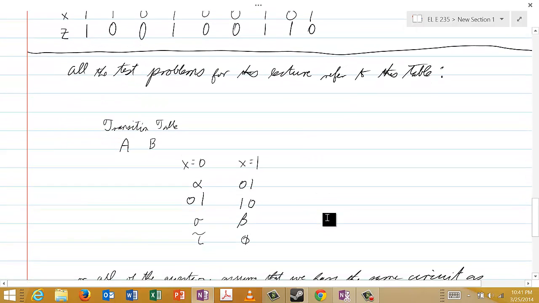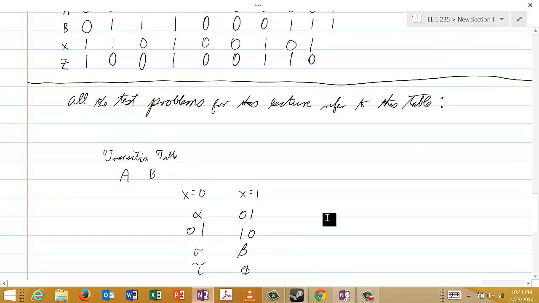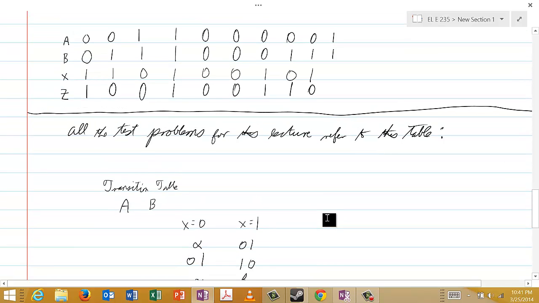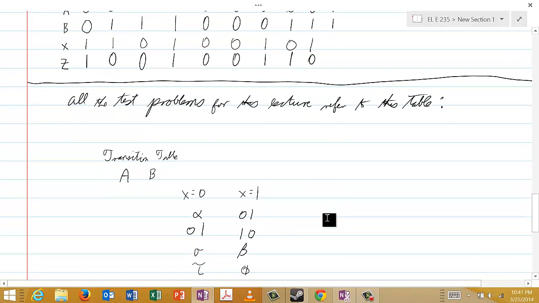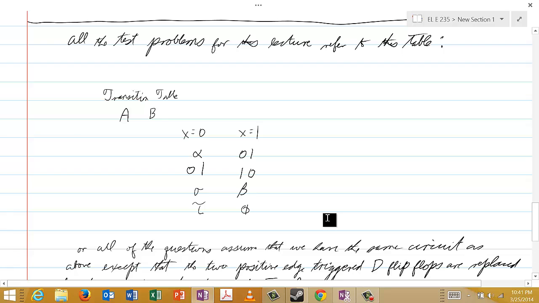So now our test problems for this lecture. It'll be similar to what we did in the last lecture. We're going to have a transition table, and looks like this did not copy over well, so I'll stop the video for just a moment to fill this in for you, and then we'll talk about these test problems.